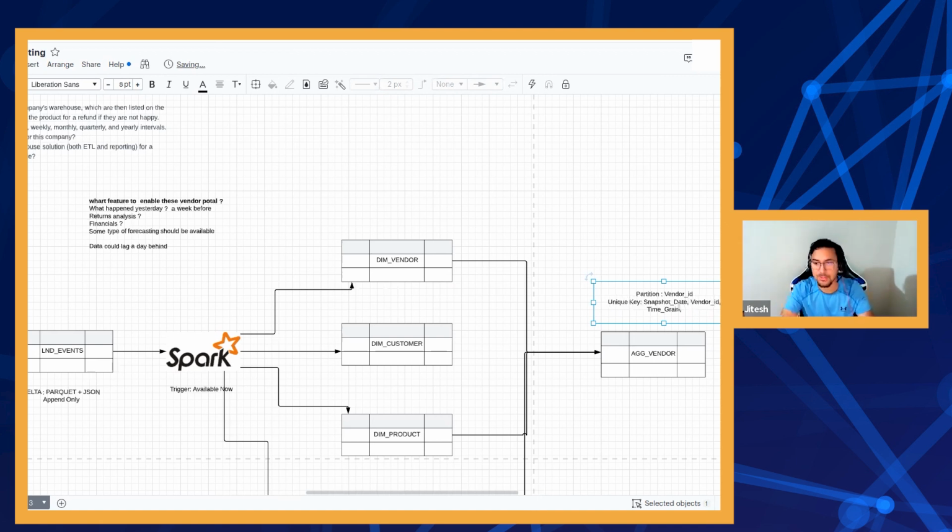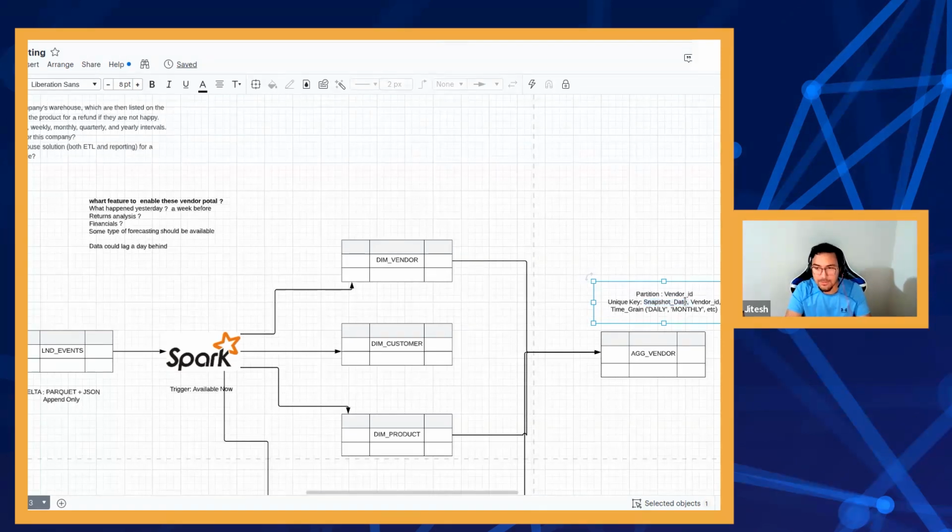Snapshot date would represent when those numbers were produced, and then we'll have a column which will represent this thing which I'm talking about, like daily, monthly. So every day we'll produce these numbers. That date would show up under the snapshot date column, and then we'll have this time grain column. And now I would say let's also partition this table on snapshot date and vendor ID.